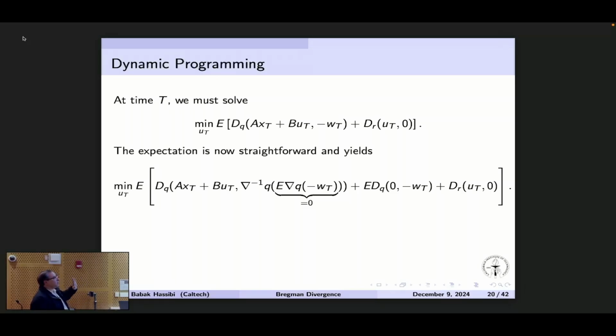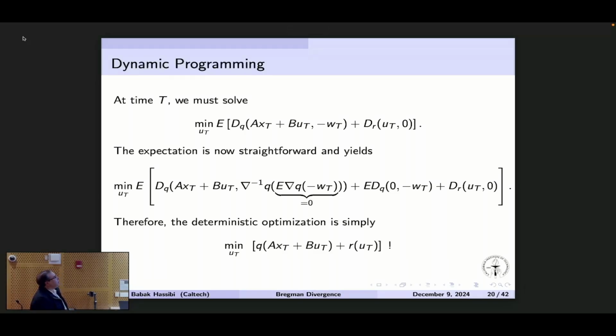And again, because Q is even, the inverse gradient at 0 will also map to 0. So this whole thing becomes 0. And I had to put the same thing here against minus WT, so I just put 0. And again, I don't even care about this term because it has no U in it. And so lo and behold, when I put 0 here, the Bregman divergence between a quantity and 0, as I showed from the figure, is just the convex function that we wanted.